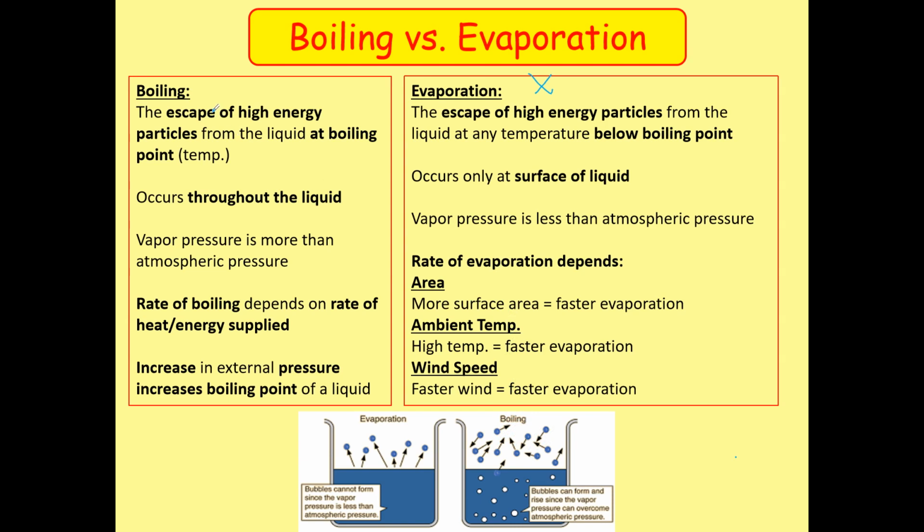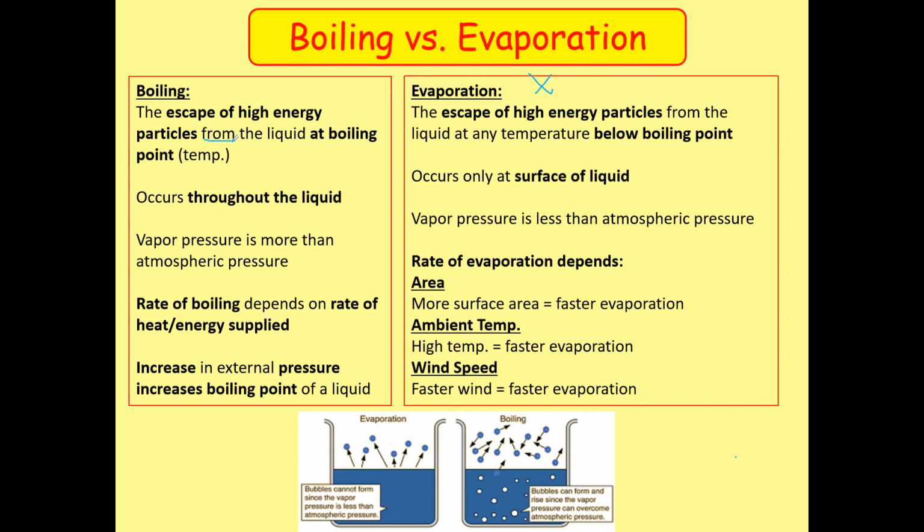So what is boiling? We can simply say that it is the escape of high energy particles. And why high energy? Because we are providing it energy using a heating source, right? Could be any kind of flame or stove that we're using. Could be even a heating rod or a heating plate, an electric one, or a flame-based one, fire. So, the escape of high energy particles from the liquid at boiling point.